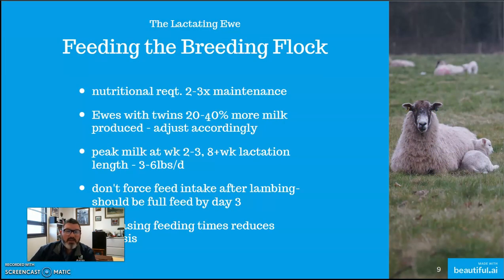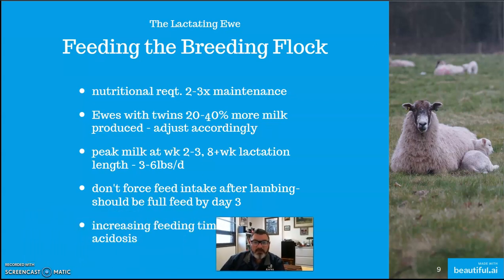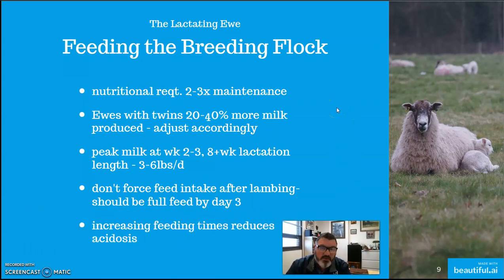The lactating ewe then, for the breeding flock, nutritional requirements very similar to all other lactating mammals, 2 to 3 times that of maintenance. And so if we have twins, that's a 20 to 40% more milk production requirement, so we need to adjust accordingly. You need to be up at that 3x of maintenance, maybe even 4x, depending on what they're doing. Ewes at peak milk are going to make somewhere around 3 to 6 pounds a day, and that occurs at about week 2 or 3. They have an 8-week lactation length.